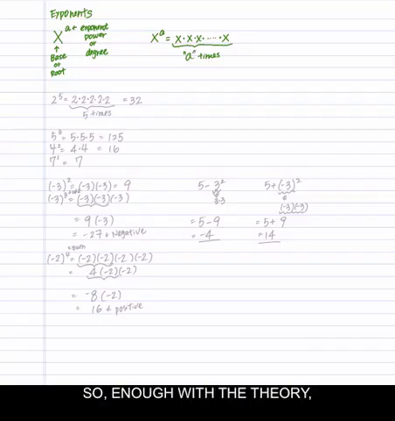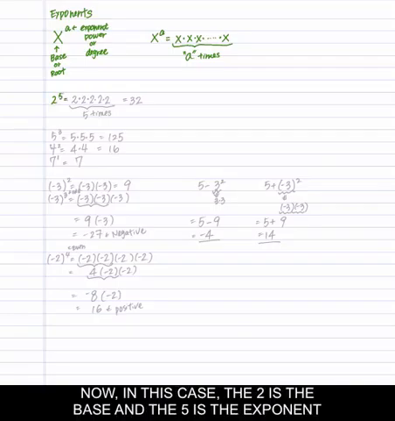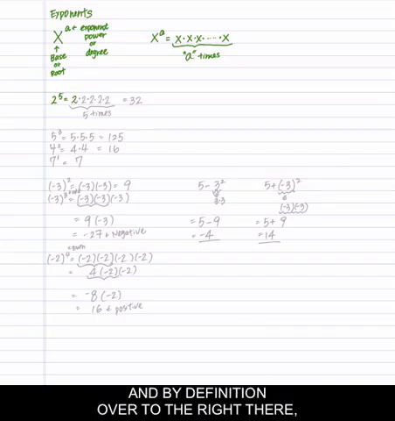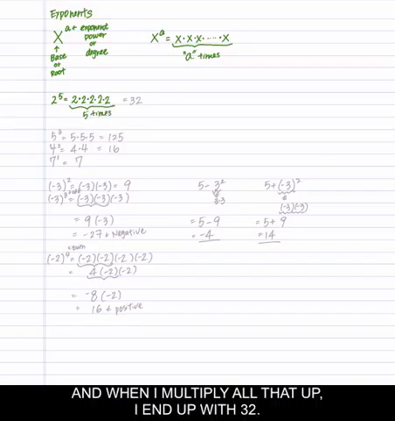Okay. So enough of the theory. Let's get to the actual practice. Let's start here. 2 to the 5th power. Now in this case, the 2 is the base, and the 5 is the exponent. And by definition, over to the right there, this means 2 times 2 times 2 times 2 times 2, 5 times. And when I multiply all that up, I end up with 32.